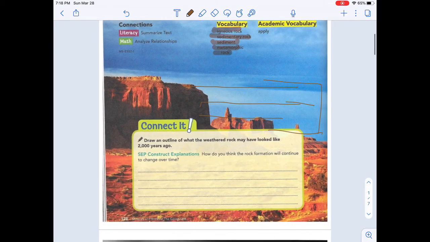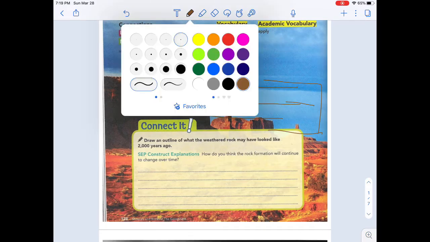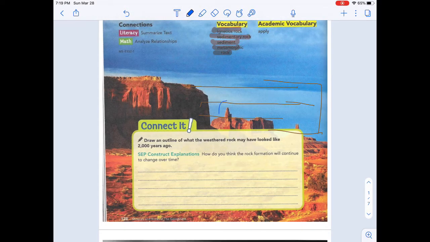Then you have a question here that says, how do you think the rock formation will continue to change over time? So what if you come back to this place in 200 years from now? Is it going to look exactly the same? What things are going to look different, and why will they look different? Are we going to have this giant rock tower right here? Is that still going to be there? Is it going to be shorter? Is it going to be narrower? Is part of it going to have broken off over time?